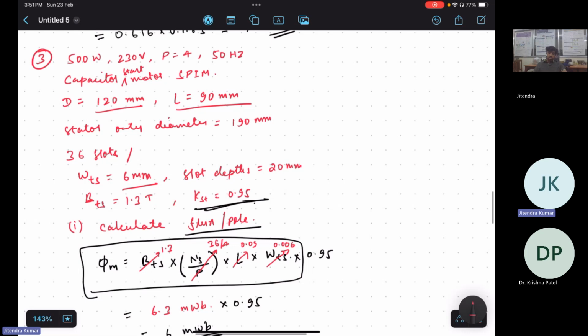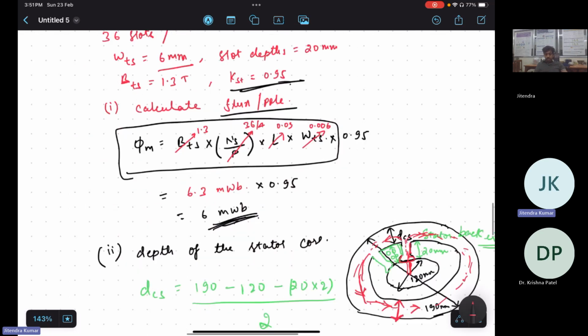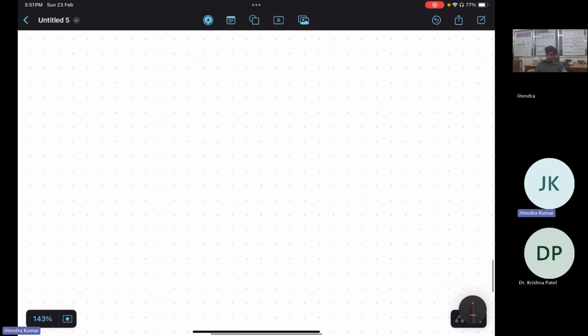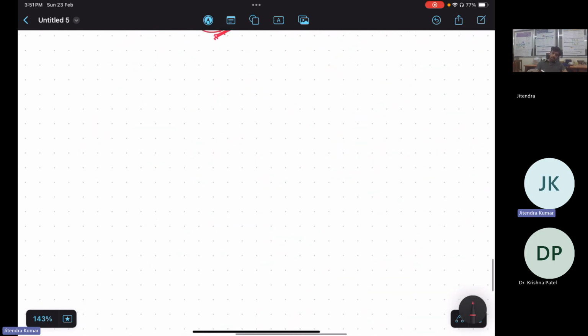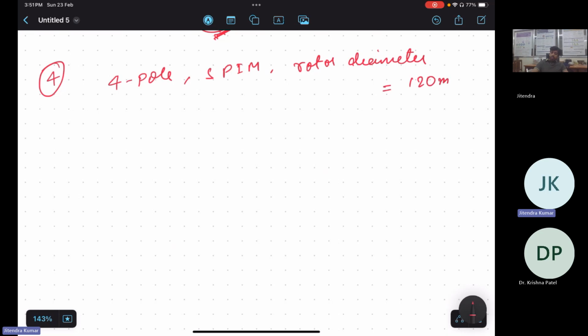Third question. Okay, so I'm considering it as no doubt. Now moving towards the fourth problem which you were asking: how much will be the approximate air gap length of a 4-pole single phase induction motor having rotor diameter equal to 120 mm? How much will be the air gap length?